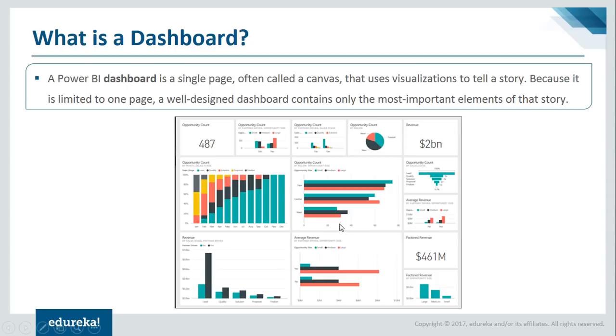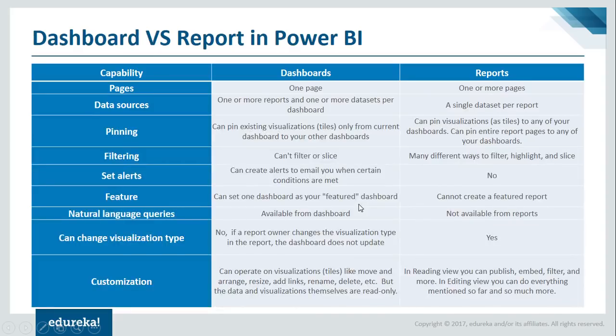Now, moving forward, let's try to understand how a Power BI dashboard is different from a report in Power BI. We'll mainly be looking at these major factors: the pages, the data sources, the capability of pinning, how we can filter the data, whether we can set alerts, the natural language query feature, whether we can change the visualization type, and customization. Now, firstly, talking about pages, a report is mostly a detailed view with respect to the various insights required.